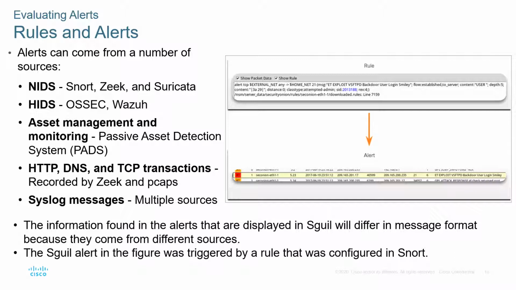And then you also have syslog messages. And remember, we have everything funneling back to a central syslog server. The information found in those alerts or displayed in the SQL will differ in message format because they come from different sources. And so the SQL alert in the figure was triggered by a rule that was configured inside of Snort. And we can see that here. And if we look up closer to the rule, we can see specifically what triggered within this Snort value.